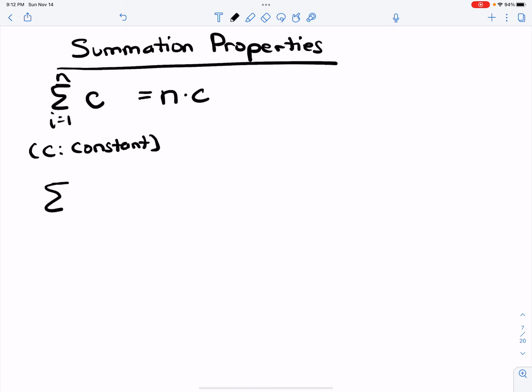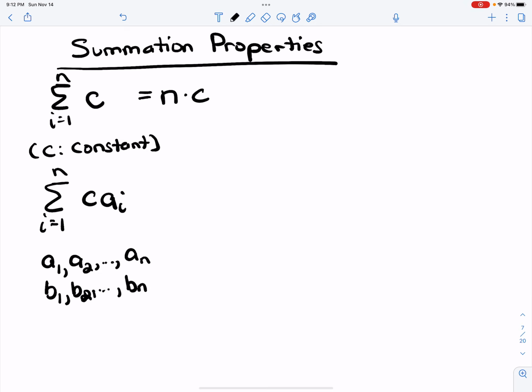If you have a constant c, and keep in mind that a sub 1, a sub 2, all the way to a sub n, and b sub 1, b sub 2, all the way to b sub n, these are two sequences. So when you see a's and b's, we're dealing with sequences there. C is still a constant.